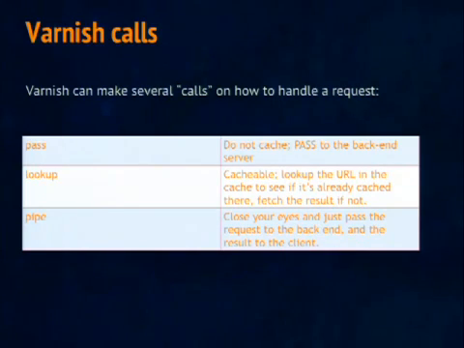So pass means analyze and check the back end. And when it comes from the back end, analyze again and send it on. Pipe is like, ignore the rest of the rules. I don't care what I've said in my configuration file, just pipe it. So both won't cache, but pipe will just be faster because it will skip the two analysis phases.